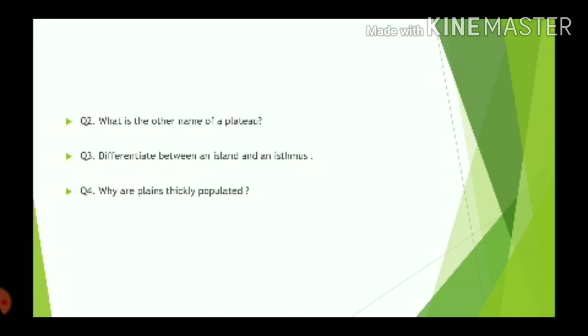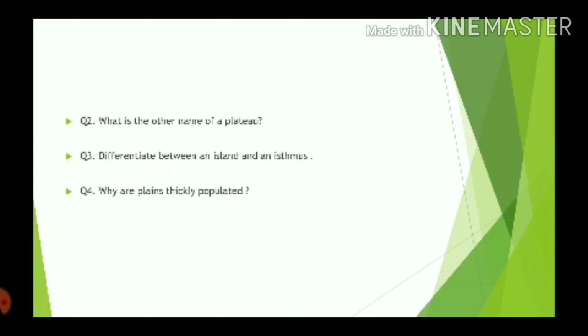Next question says that you have to differentiate between an island and an isthmus. That means you have to write the major difference. As discussed in the video before, an island is surrounded by water from all the sides, but an isthmus is a narrow strip of land and it connects two larger pieces of land. So from that side, it is not covered with water.